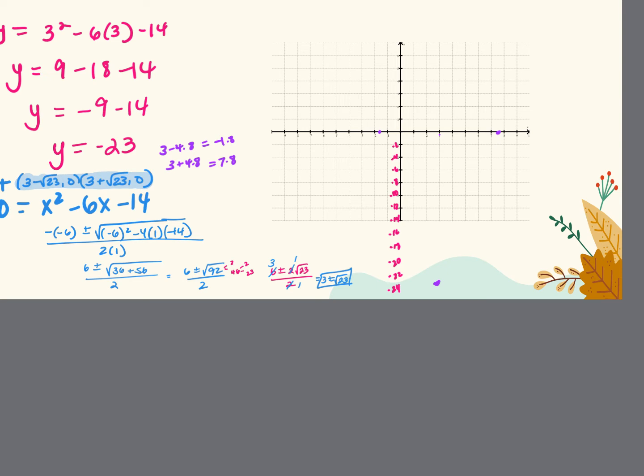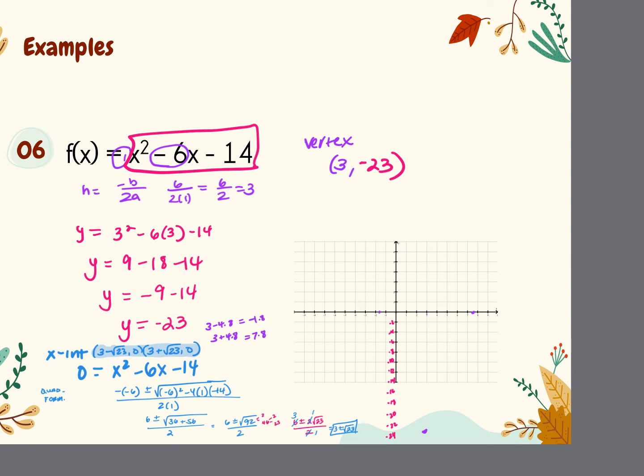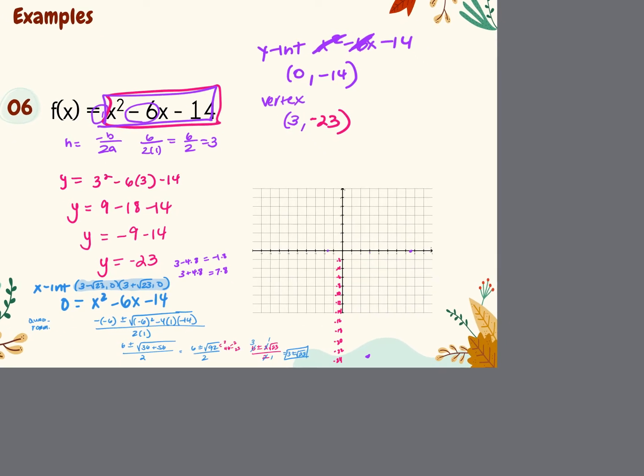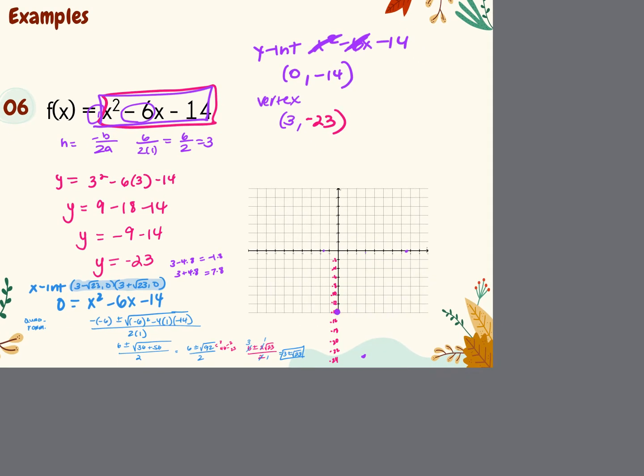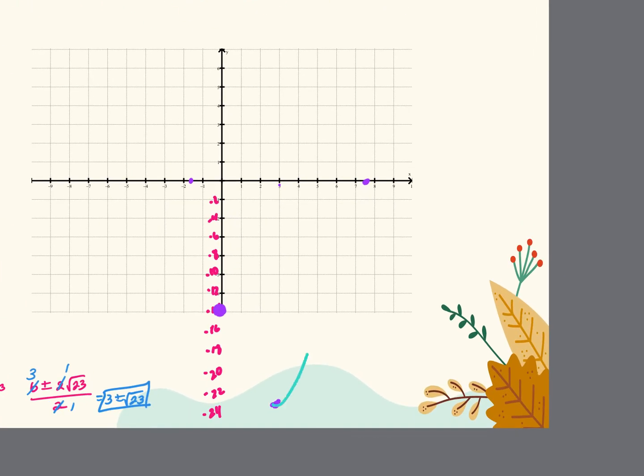All right, and then the last thing, and here's the good news. This is the easiest thing you get of all of them. The y-intercept, when it's in quadratic form like this, x squared minus 6x minus 14, this would be 0, that would be gone. This would be 0, that would be gone, which means the y-intercept is 0, negative 14. It's the easiest thing to find when it's in quadratic form, because you literally ignore the x's and go straight to the c term. So that's negative 14, which is where it's going to cross the y-axis. And then I connect my points. Oh, that's really rough, but you get the point.